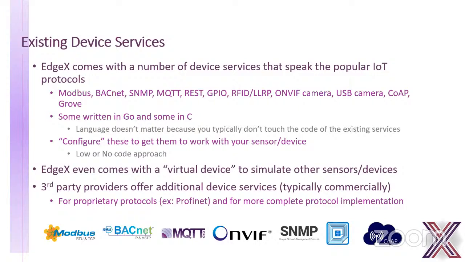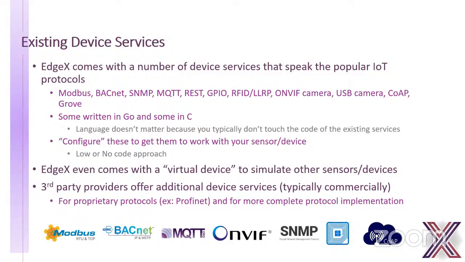Finally, there are some third-party providers of additional device services out there. My company, for example, IoTech, provides a number of commercially available device services to connect up and be used with EdgeX. These typically cover proprietary protocols, things like Profinet, which are something that from an open source perspective, we couldn't do as a project. We couldn't try to license with Siemens, for example, to create a Profinet device service. It would violate a lot of the open source environment that we're working with.